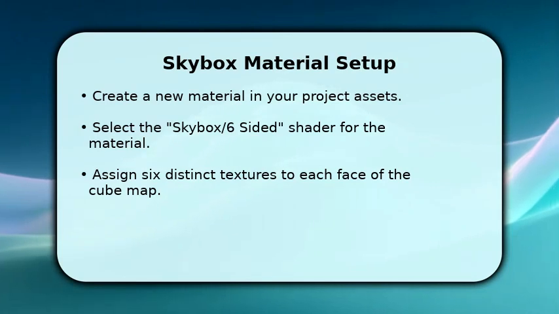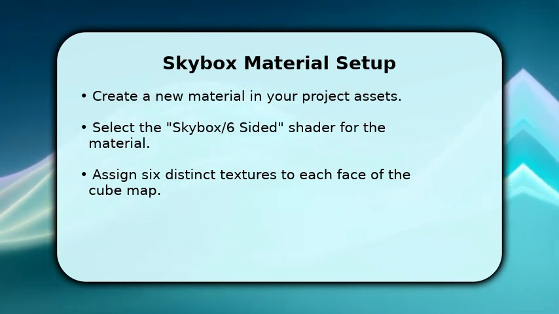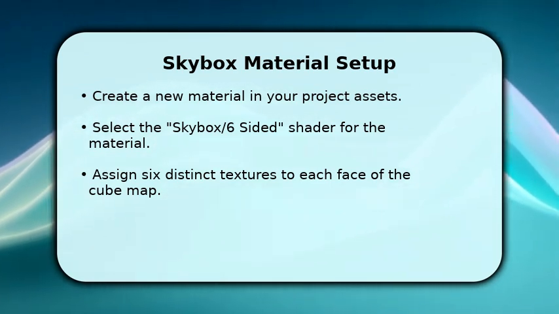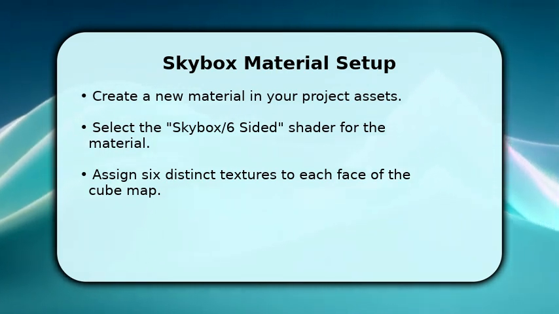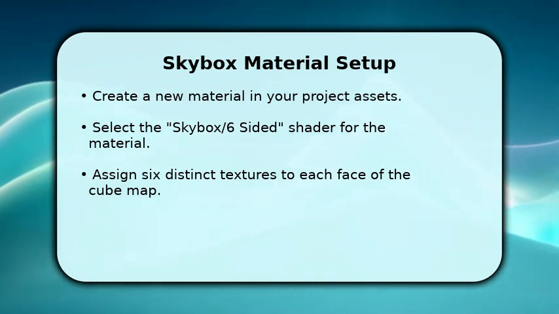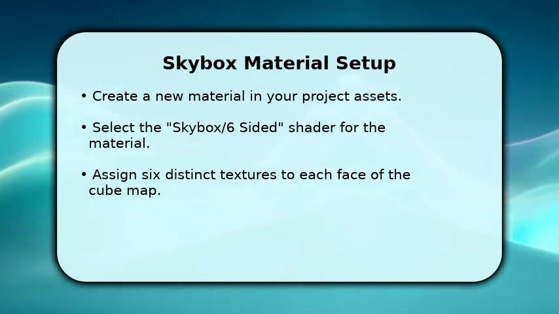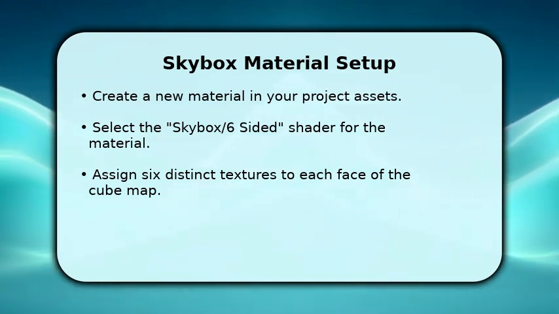Next, let's create the material that will define your skybox. In your project window, right-click and choose Create, then Material. Name it appropriately, perhaps My Skybox Material. Now, in the Inspector panel, change the shader drop-down to Skybox and then select Six-Sided. This will expose 6 texture slots for the front, back, left, right, up, and down faces of your skybox.